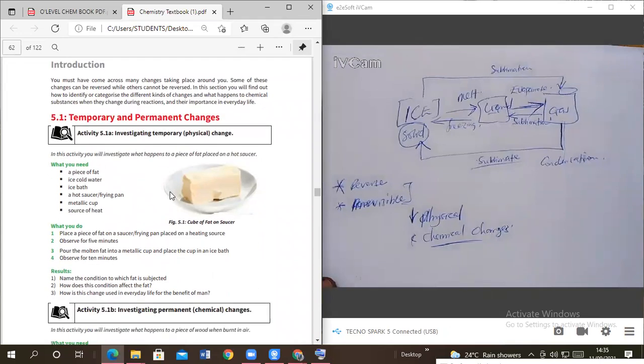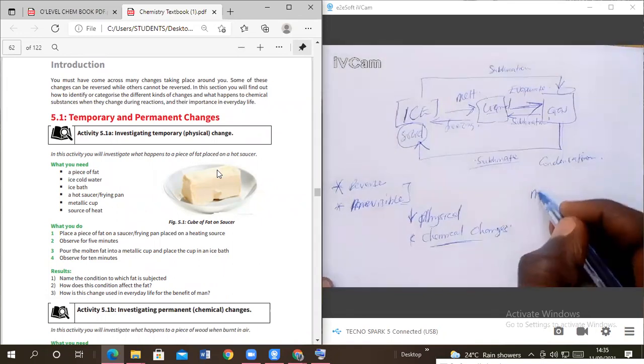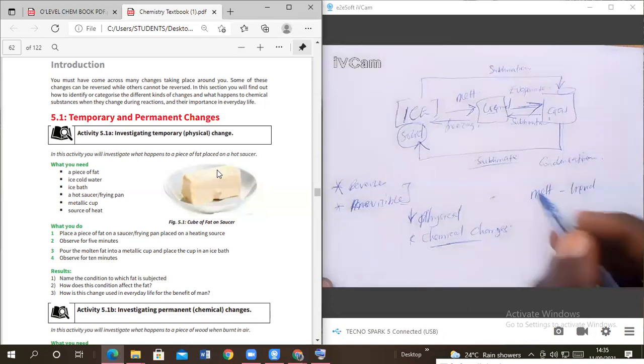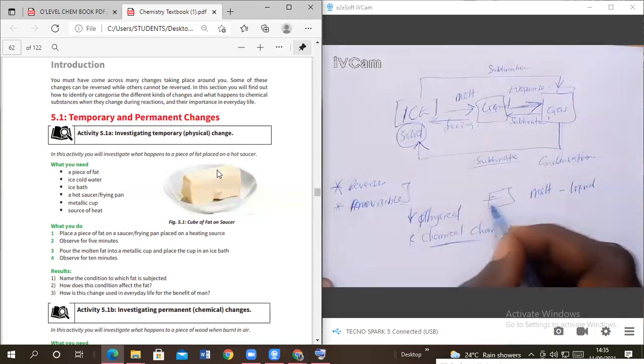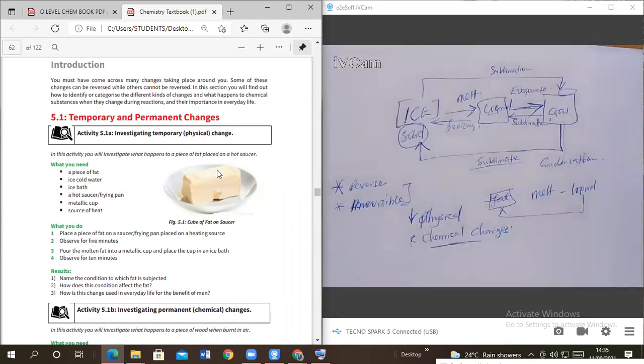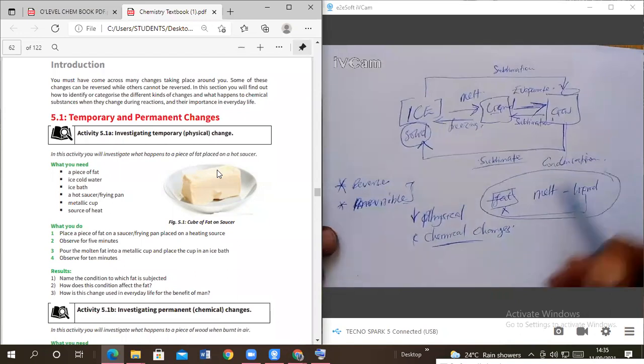Now, temporary, this is a piece of fat. You know fat? Yes. When you heat this fat, what happens? It melts. It turns to a liquid, isn't it? Yes. Now, when it cools, what happens? It changes back to its normal state. Solidifies. Turn back to a solid. Is there anything that has changed out of this heating of that fat?